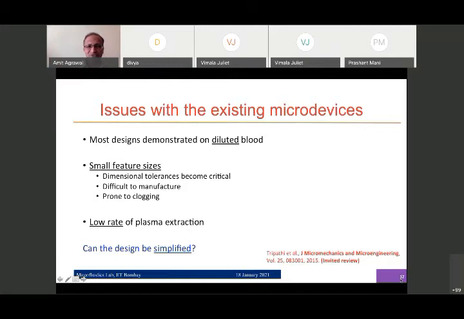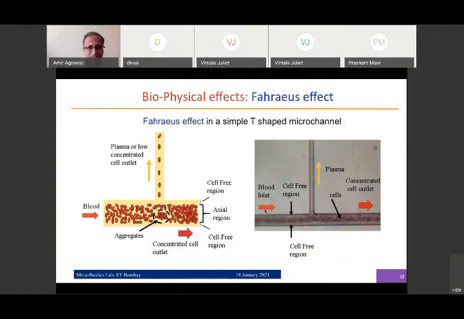We call this a biophysical effect or a biophysical principle because this is seen primarily with blood. What happens is an observation which was made by Fahraeus some time back, maybe almost 70, 80 years back, that if you take blood and flow it in a small passage, you will see that the cells tend to move away from the walls. You can see the dark line on the top, which is essentially the wall. These are the walls of the microchannel.